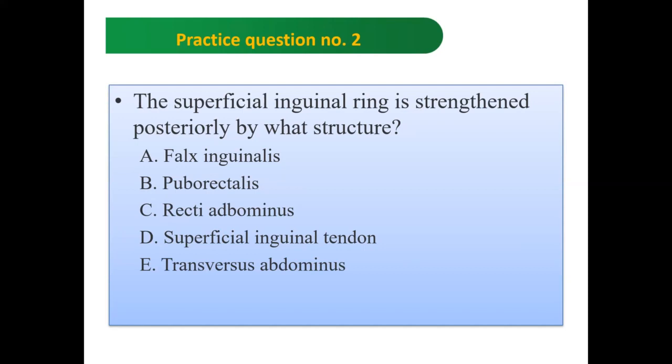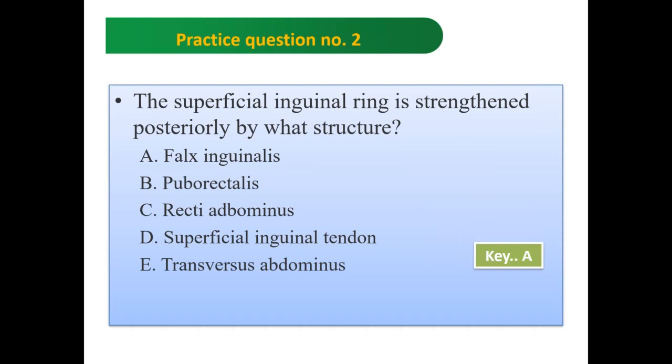The superficial inguinal ring is strengthened posteriorly by what structure? A. Falx inguinalis, B. Puborectalis, C. Rectus abdominis, D. Superficial inguinal tendon, E. Transversus abdominis. A, falx inguinalis. That is the second name for the conjoined tendon. Yes, excellent. The key is A.